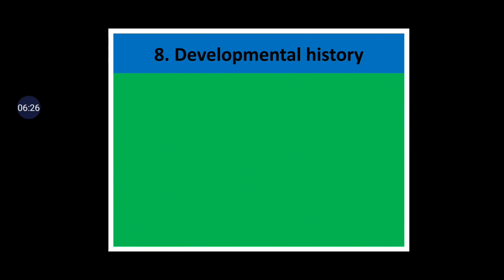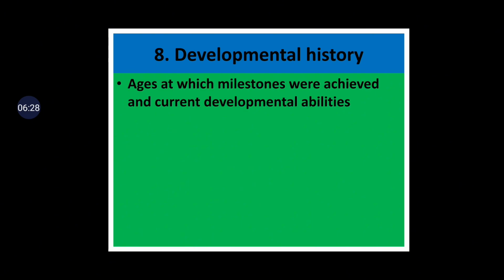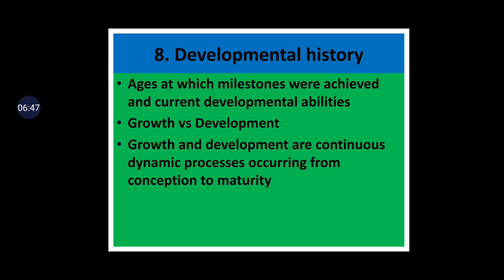The final component is developmental history. You should ask ages at which milestones were achieved and current developmental abilities. Growth versus development. Growth is an increase in size and changing of a living organism from simple to a more complex form, whereas development is a maturation of organs and systems and acquisition of new skills.